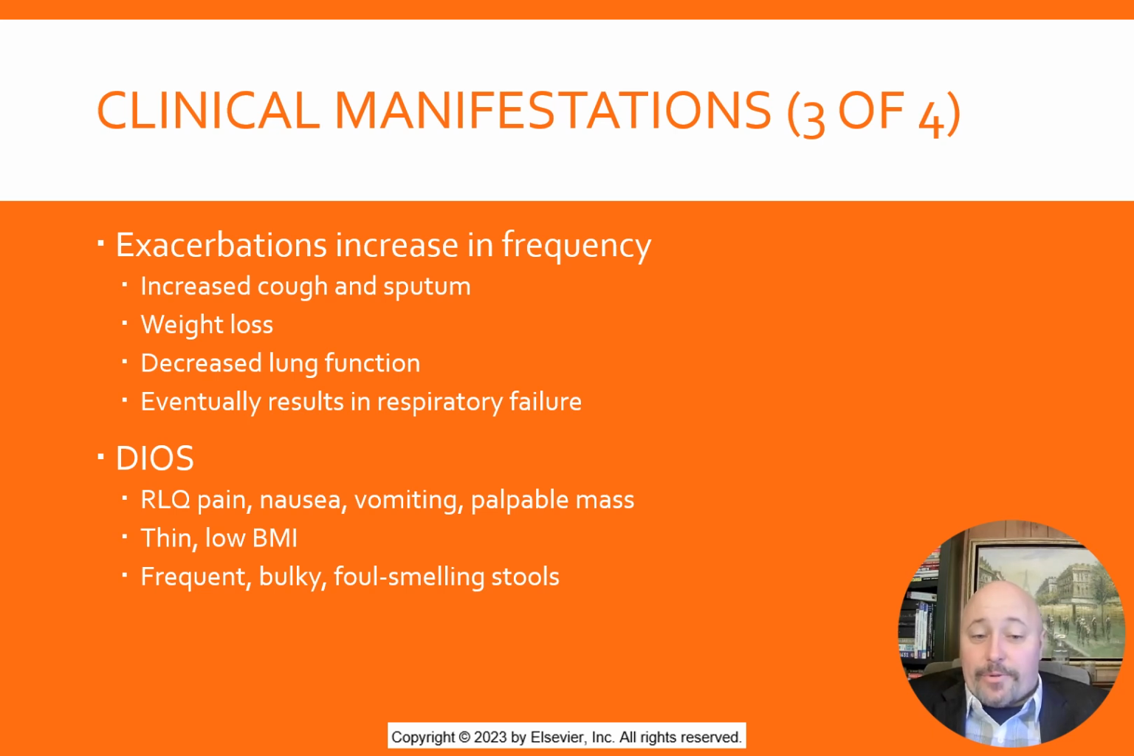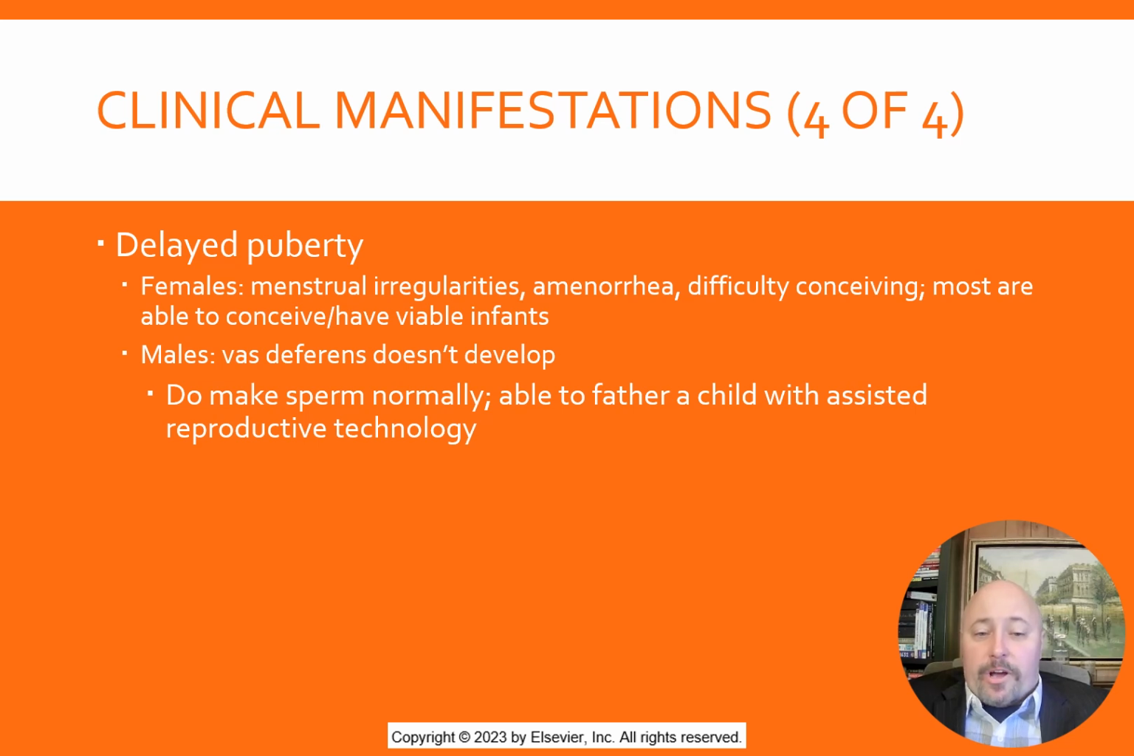Exacerbations increase in frequency, resulting in increased cough and sputum, weight loss, decreased lung function, and eventually total respiratory failure. These patients may also see delayed puberty. In females, menstrual irregularities, amenorrhea, and difficulty conceiving, though most are able to conceive and have viable infants.